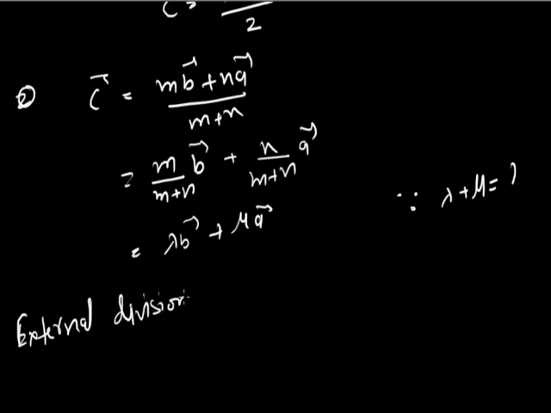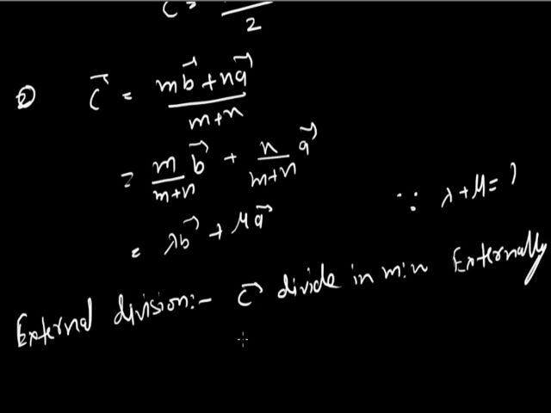External division. Similarly, if C divides in the ratio m is to n externally, then OC vector equals (m b vector minus n a vector) upon m minus n. So in the next class we will discuss some problems based on this.